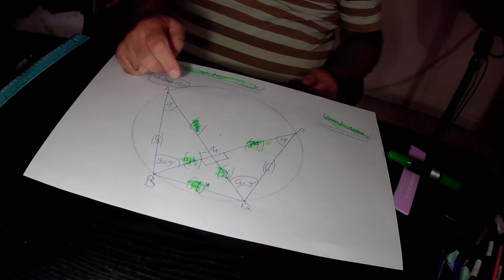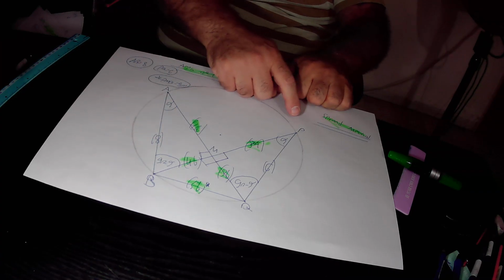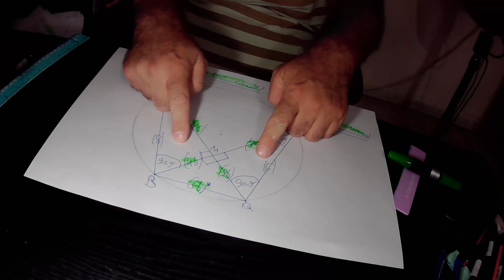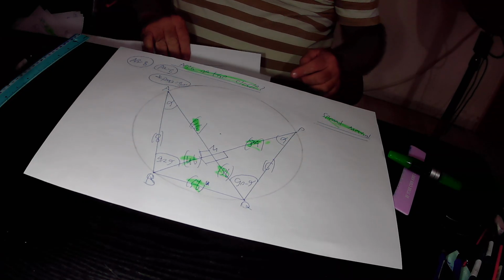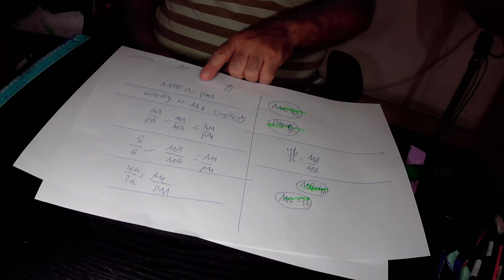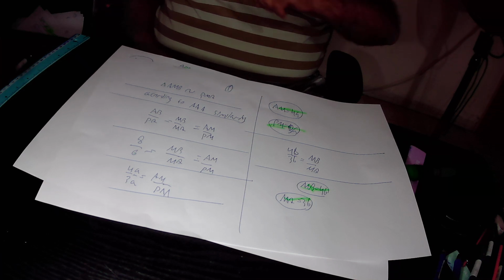So all the angles of this right triangle AMB are equal to the angles of the right triangle PMQ, therefore those two right triangles are similar to each other according to the angle similarity rule. And again, the right triangle AMB is similar to the right triangle PMQ according to the angle similarity rule.